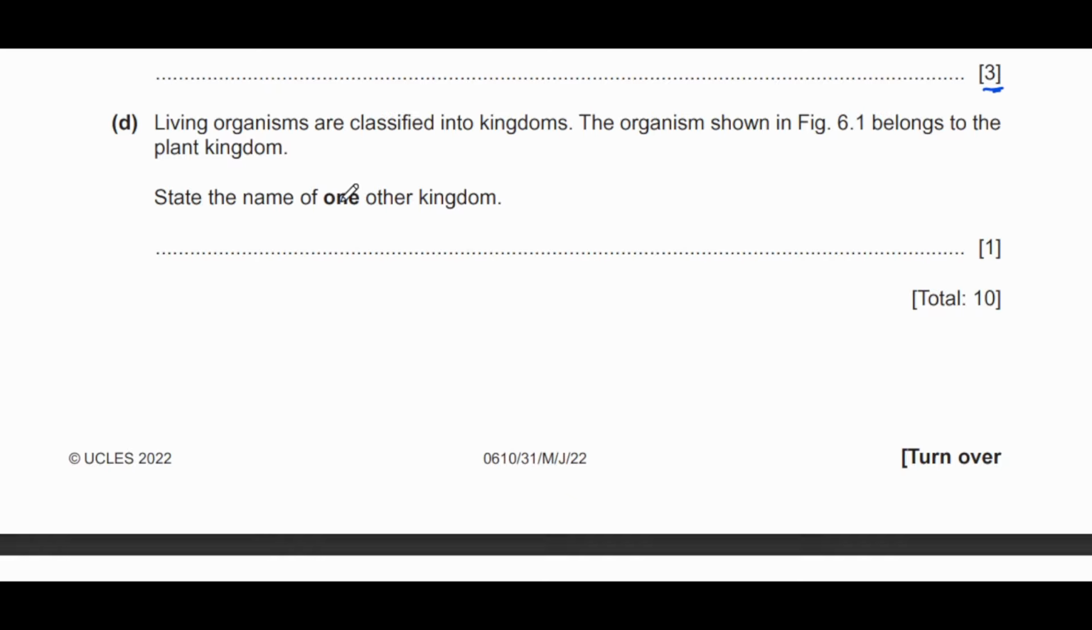Question D. Living organisms are classified into kingdoms. The organism shown in Fig 6.1 belongs to the plant kingdom. State the name of one other kingdom. So any kingdom will work. For example, animal, right? You can write fungi also, just any other kingdom that's not a plant. Okay.